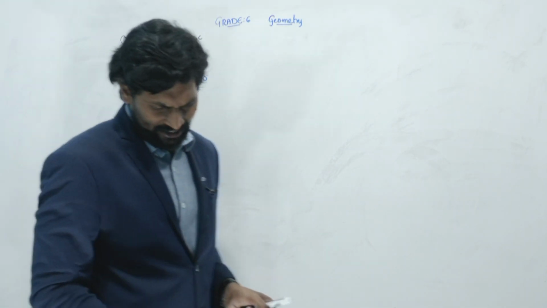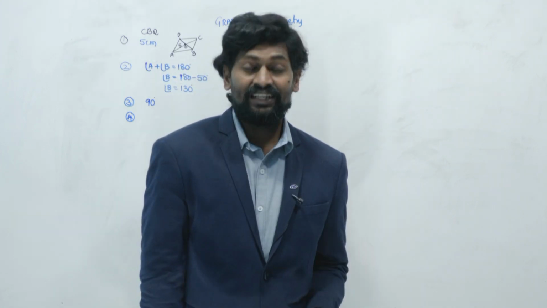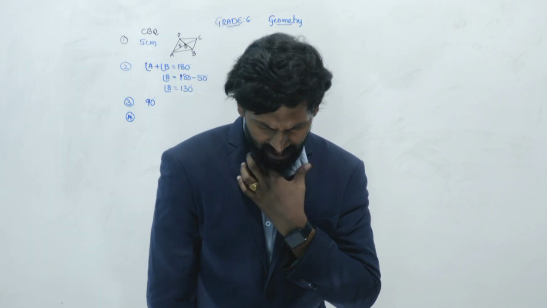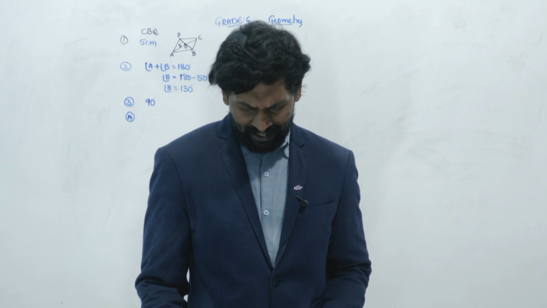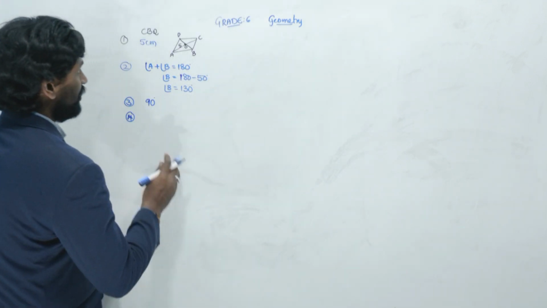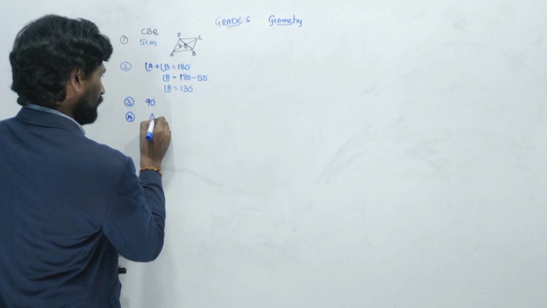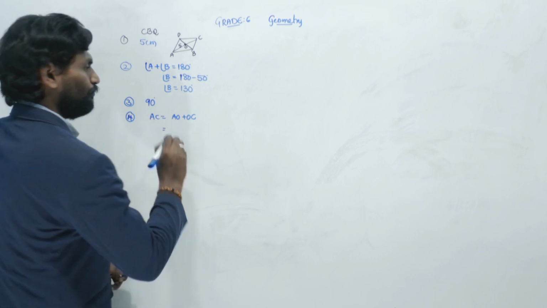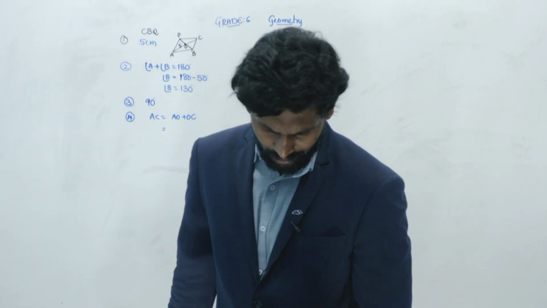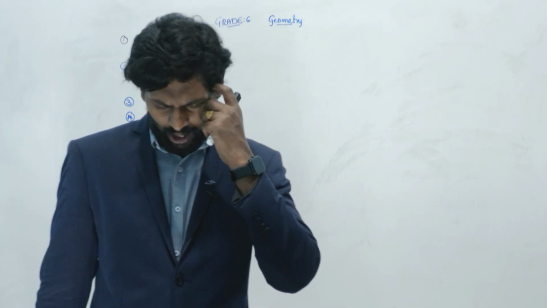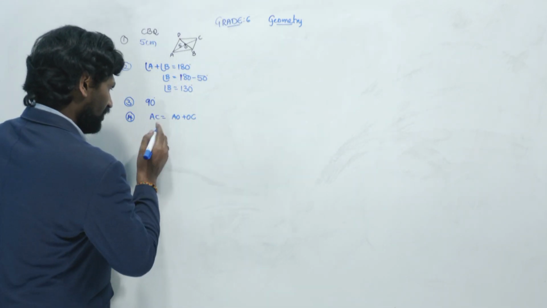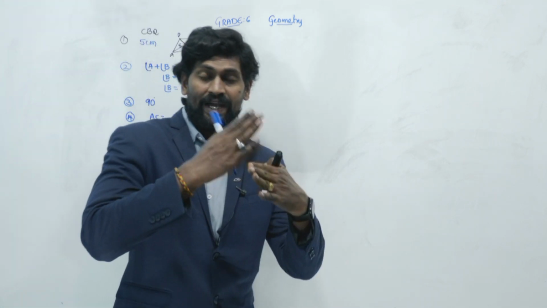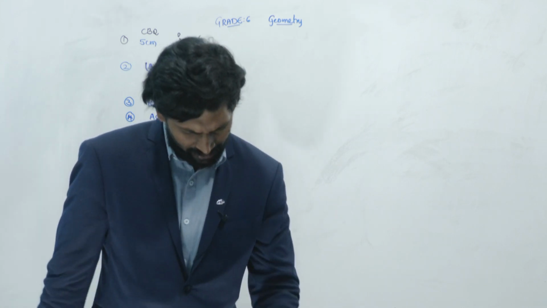Problem number 4. In a parallelogram, diagonals intersect at O, same diagram. OA length is 2x plus 15 and OC length is 10x minus 9. Find the length of AC. AC is nothing but AO plus OC. Add both of them and you will get the answer. But before that, try to find the value of x. We know that AO equals OC because the diagonals bisect each other.